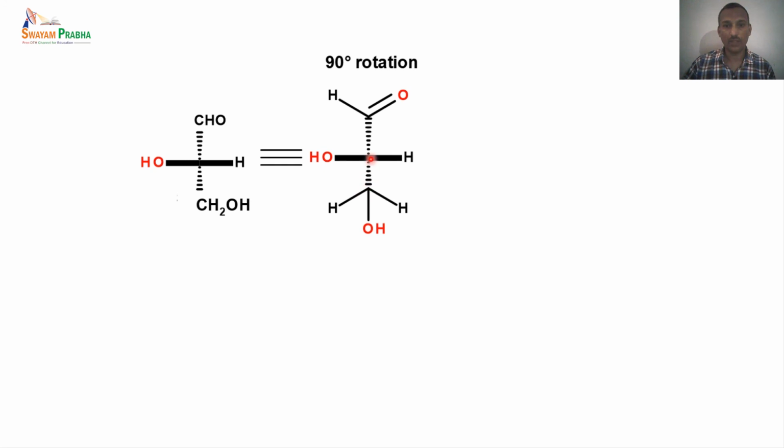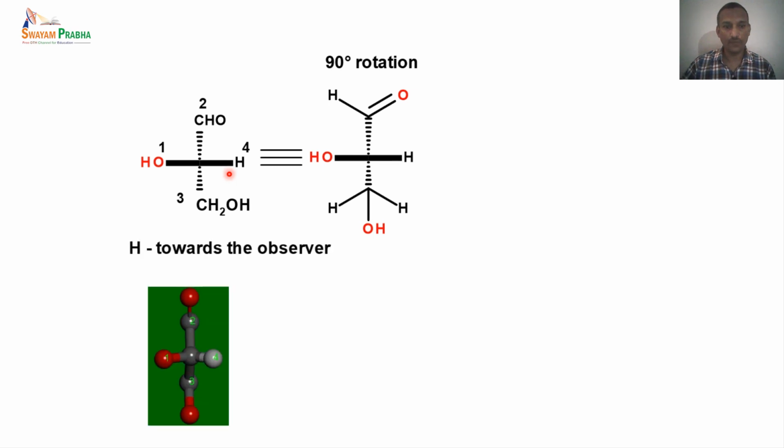Primary alcohol gets the next priority, the aldehyde gets the next highest priority. So oxygen is the highest priority group, so this is given number 1, followed by the aldehyde, which gets priority number 2, and the CH2OH gets priority 3, and the hydrogen gets the least priority. If we have to assign the RS configuration for this compound, according to RS nomenclature, the hydrogen has to be away from the observer, but in this particular case the hydrogen is pointing towards the observer. This is one thing you have to always remember. So if we look at the molecule, it is actually looking like this.